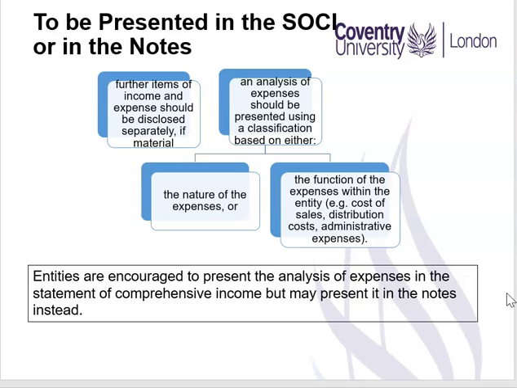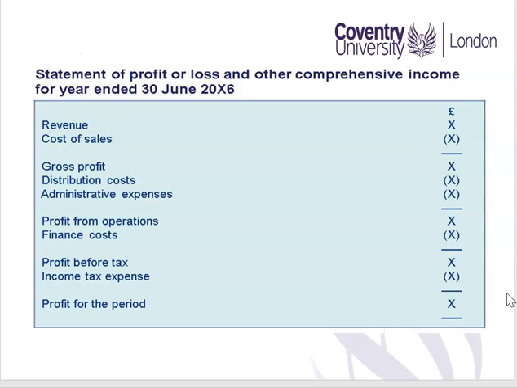Here's a typical example of a statement of comprehensive income. So you can see from this example, we start with revenue, less cost of sales to give us gross profit. And after that, you have distribution costs and administrative expenses. These two together are operating expenses. So distribution costs, administrative expenses. Once you deduct the operating expenses, you have profit from operations.